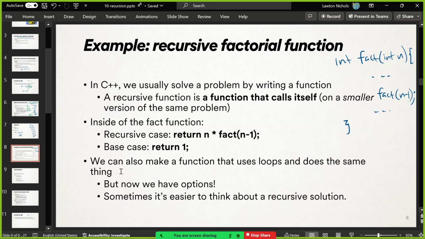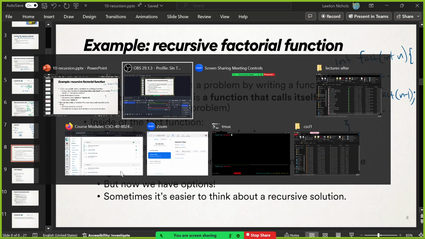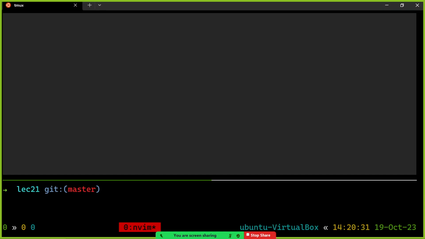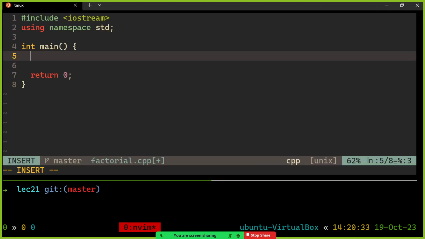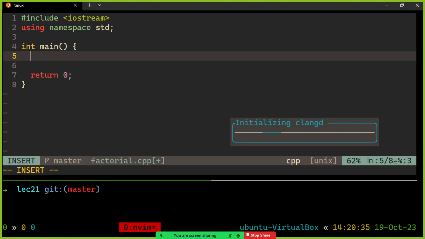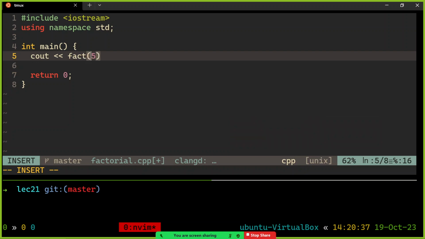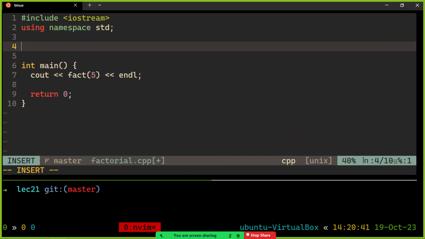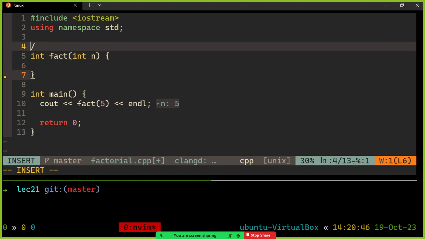All right, let's code that up. Let me show it to you. It will look weird the first time you see it. So I'll ask for factorial of 5, and we shall see 120 printed once we do this. So int fact, int n. And so the job of this function is to return n factorial.